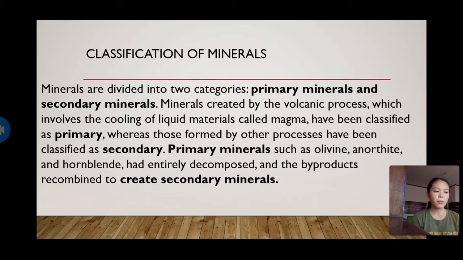So those formed by other processes, not volcanic processes, are called secondary minerals. Primary minerals such as olivine, anorthite, and hornblende may be entirely decomposed, and the byproducts are combined to create secondary minerals.